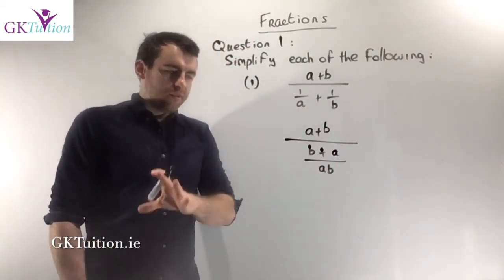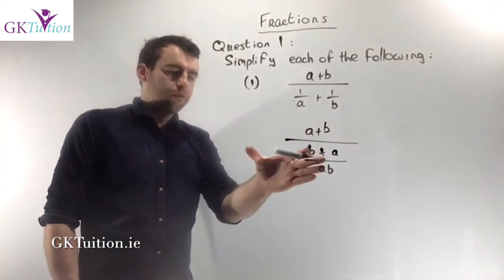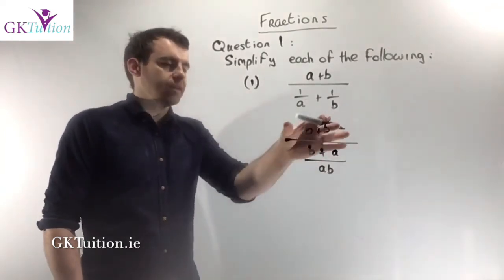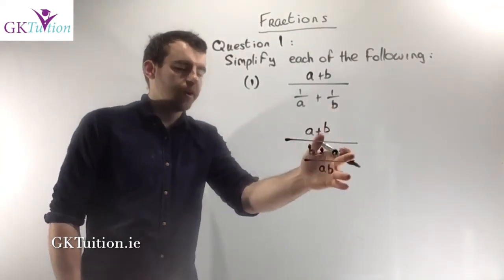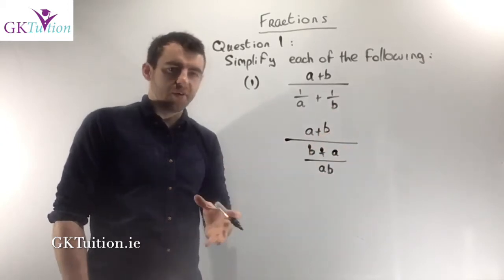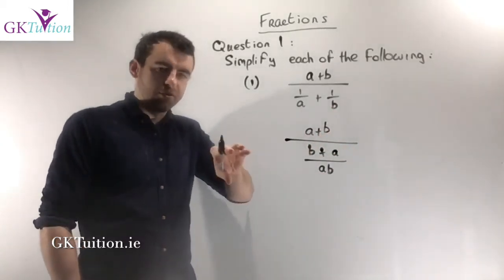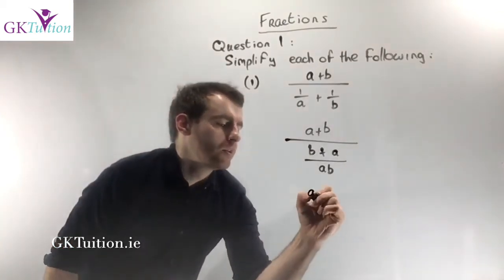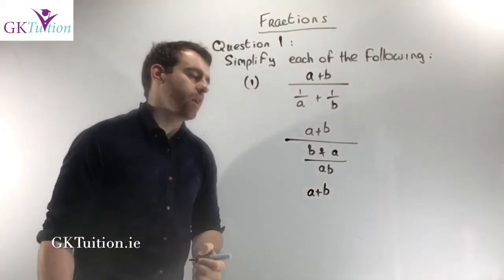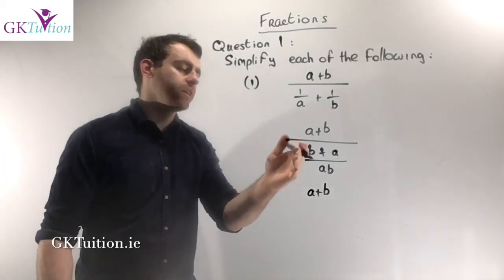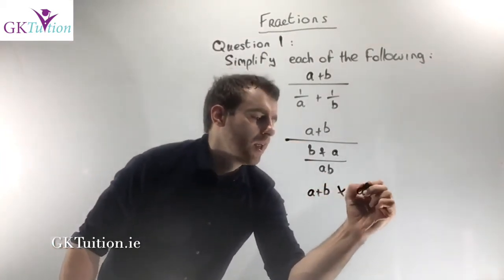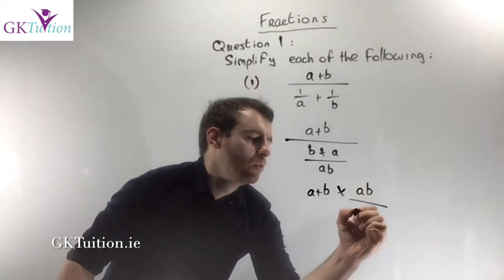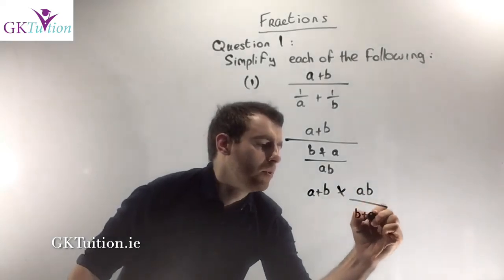Now you never want more than one fraction line. You do not want this. At the moment I have a plus b divided by a fraction. Instead of dividing by a fraction, you can flip the fraction and multiply, so you multiply by the reciprocal. So at the moment I have a plus b on the top, and instead of dividing by this fraction, I'm going to multiply and I'm going to flip the fraction. So multiplying by ab over b plus a.